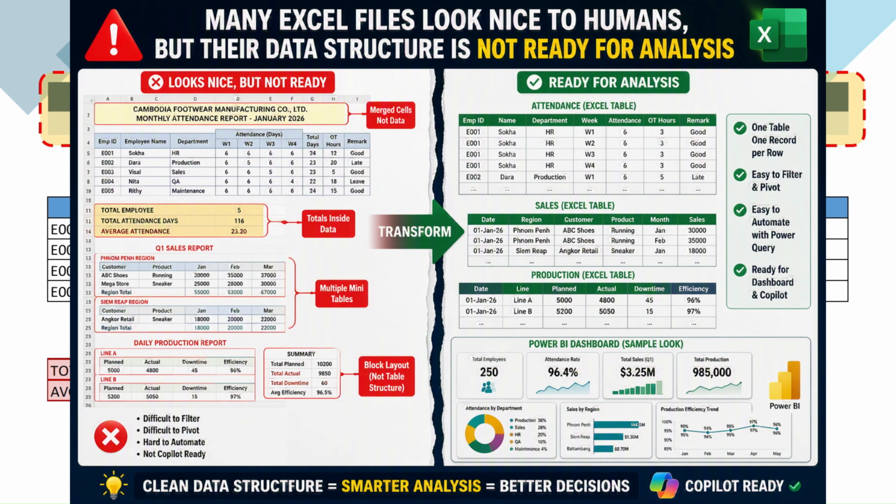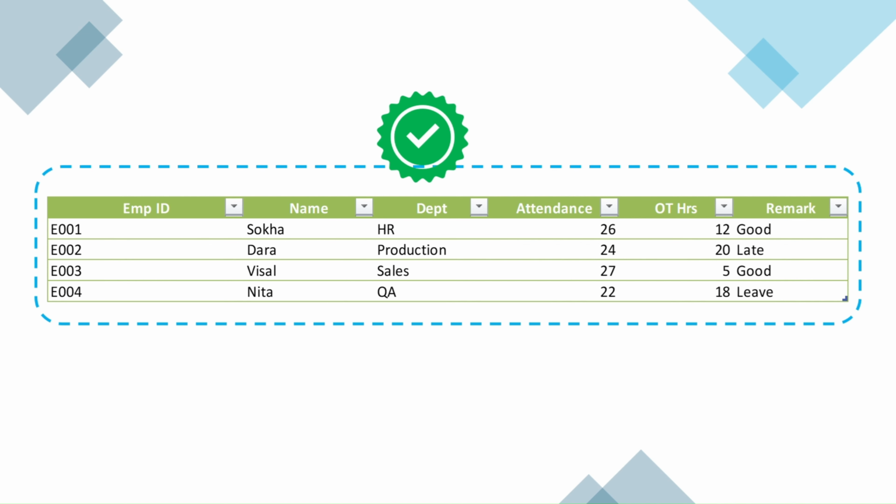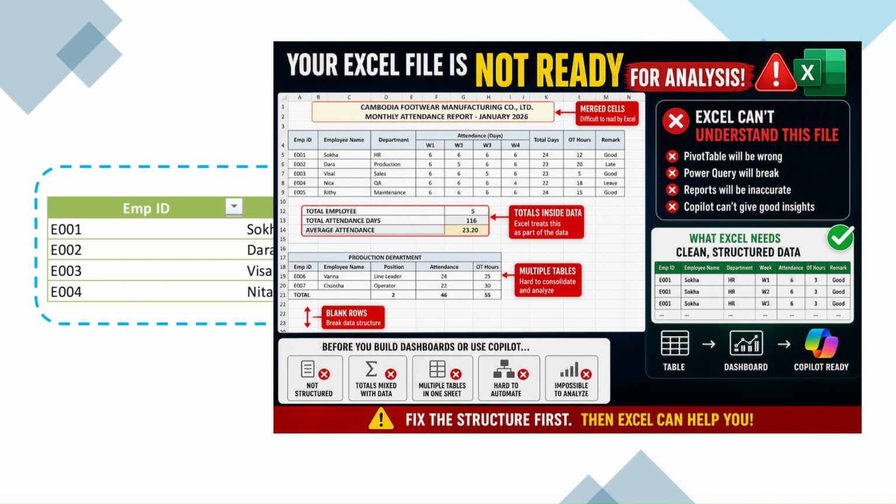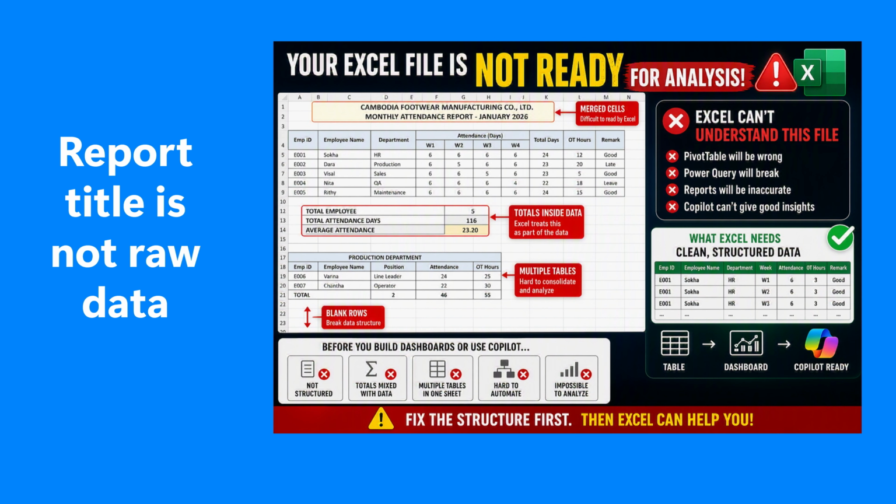Whenever summary rows or titles are placed with raw records, they can confuse formulas, create errors, and make it difficult to use tools like filters or pivot tables. Let's highlight the first mistake. Summary information is mixed with raw data. The report title isn't part of the actual employee records, so it should be kept separate. Any total rows or average calculations must also be placed outside the data block.